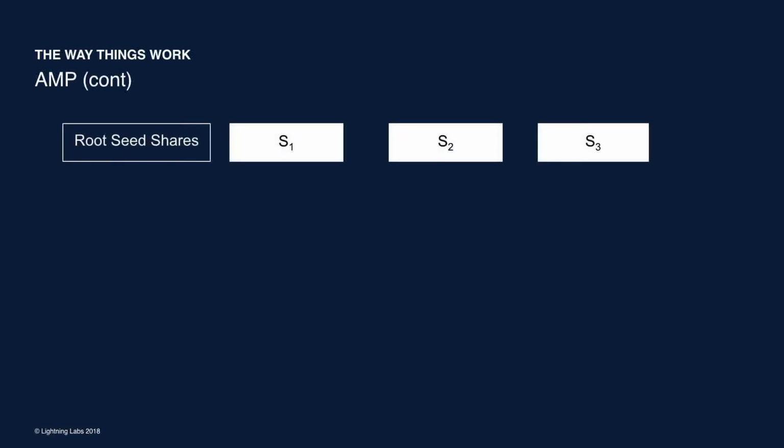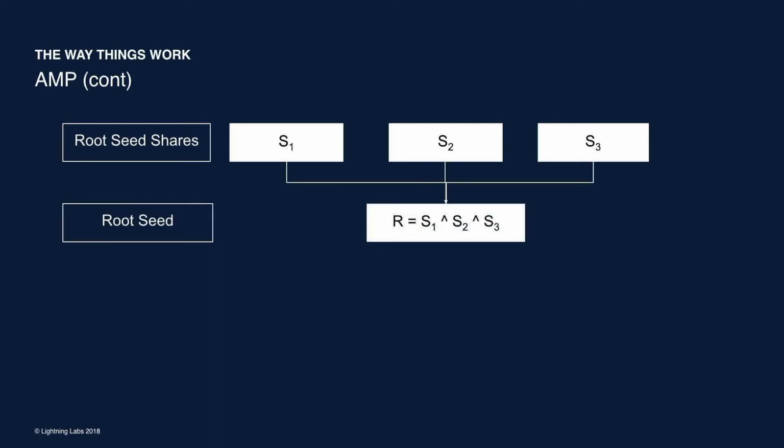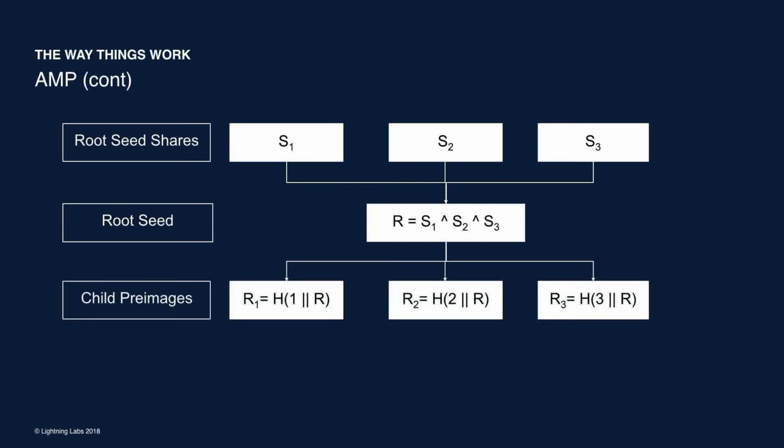So if I'm going to make an AMP payment, I start by generating 32-byte random values. We call these root seed shares. And these are going to go in that TLV record, in that root share field, for every HTLC. They're all different and all random. The sender can calculate a root seed by XORing them all together. So that's reconstructing them. And then it will take the child index, which was that last field in the record. So you see the S1, R1, S2, R2, S3, R3. The child index is like the 1, 2, 3s.